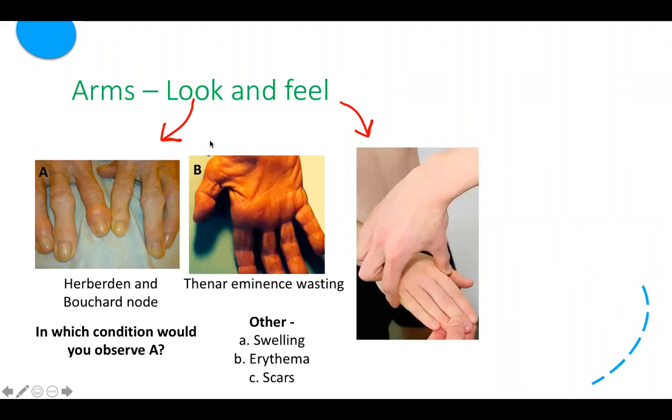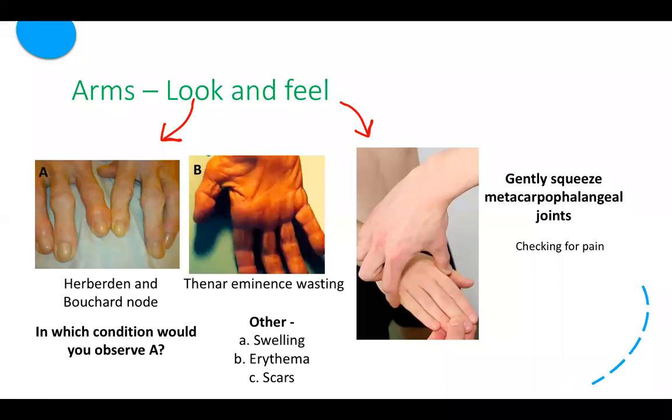When it comes to feeling, you want to gently squeeze the metacarpophalangeal joints, and that's how you would do it. Hold the hand, squeeze it, and check for any pain. Before you're checking for pain in this movement, always ask the patient, do you have any pain in your hands or in your shoulders? So that if they do, when you're performing some movements, you can be cautious with it.